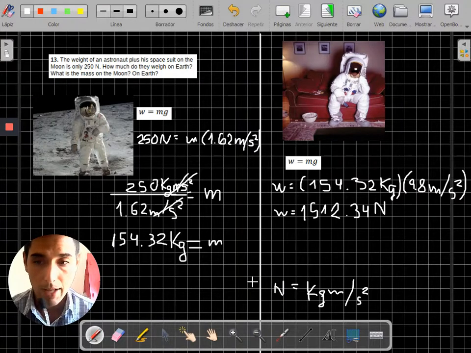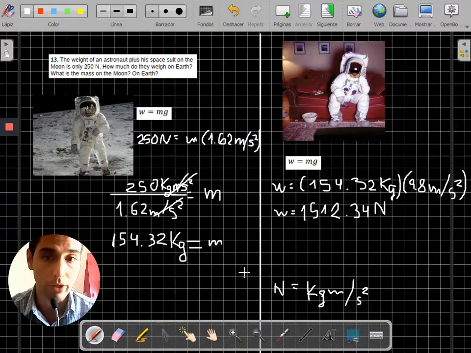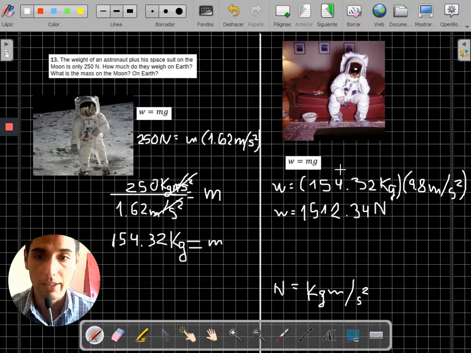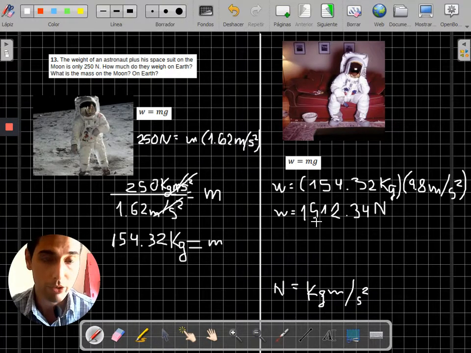Don't forget, the mass everywhere is going to be the same because the mass is the amount of matter that you have in your body. So the mass is going to be the same on the moon and on Earth. But the weight is something different because the weight depends on the gravity, and the gravity is different from one place to another. In this case, from the moon and on Earth. So the weight is going to be very different. As you can see here, the weight on the moon is 250 newtons and the weight on Earth is 1512.34 newtons, but the mass is going to be the same.